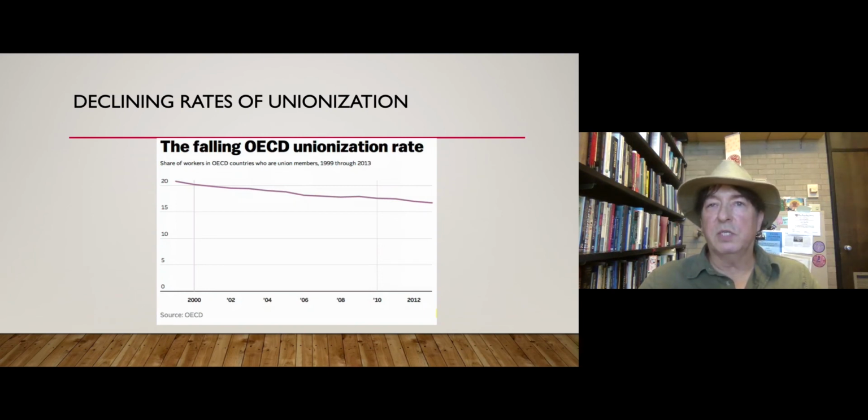There's a modest increase in immigration. There's also declining rates of unionization. This shows among rich countries a decline from, looks like around 21, 22% down to maybe 16 or 17% over a period of about 14 years, maybe a little bit more. But if you looked at the United States, you would find that it's dropped much further. In fact, private sector unions are only about 7% of the workforce now.